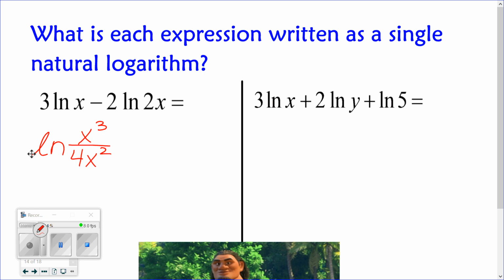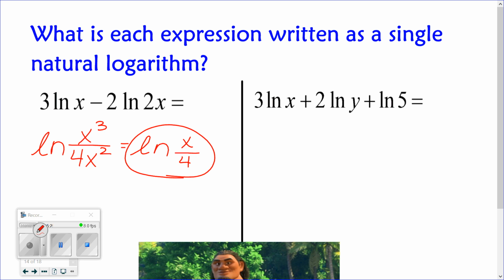And then I need to look, can I simplify it? Yeah. Natural log. x cubed over x squared is just x left on top and the 4 is still on the bottom. Yeah, a lot of people put this 2 on the x and they forget to put it on the 2. Since it's in front of that whole piece, it applies to everything.